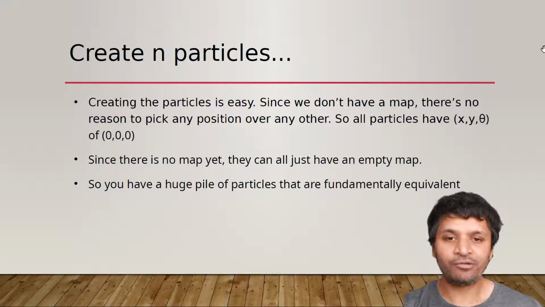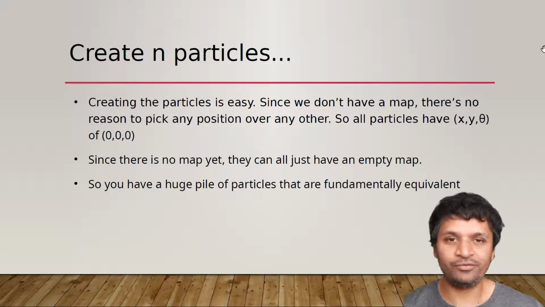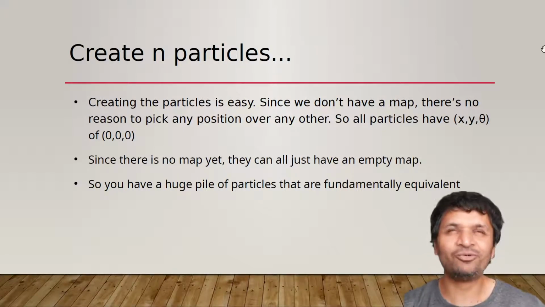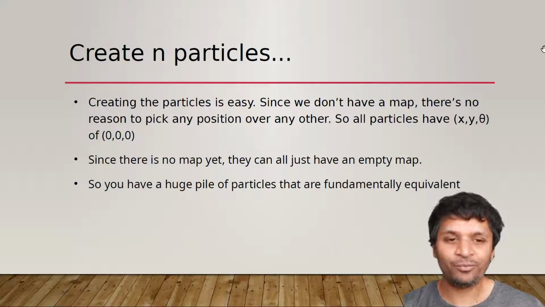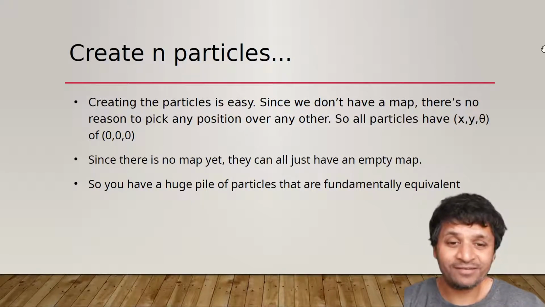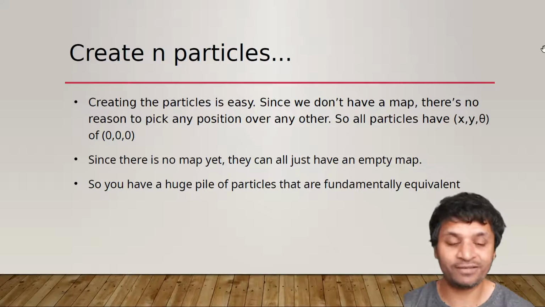The first thing is we have to create n particles. This part is really easy. Since there's no map, there's no reason to distribute our particles evenly over the positions. You remember in localization, we said, put your particles all over the map, try to put particles everywhere. But now you don't have a map. So we just put all our particles at 0, 0, 0, because it doesn't matter. There's no actual global concept of our position. Our position is always relative to our map, and we don't have a map. So we just put all the particles at 0, 0, 0. And since there's no map yet, they all just have an empty map. So you just have a ton of particles that look identical. And that's all that's happening here.